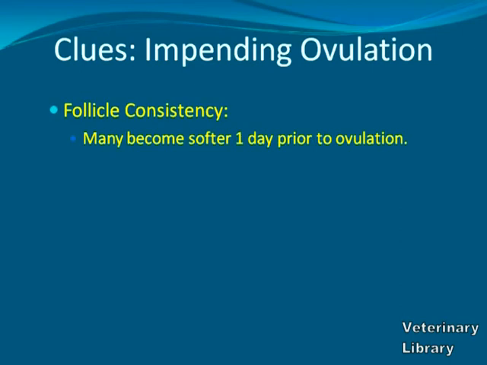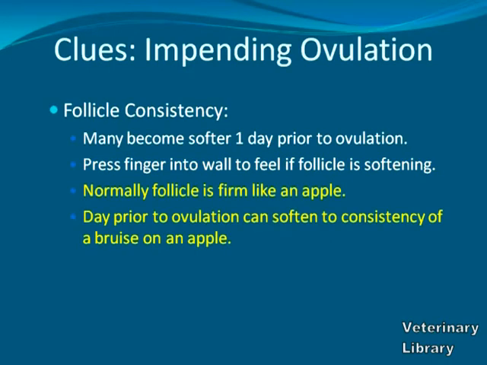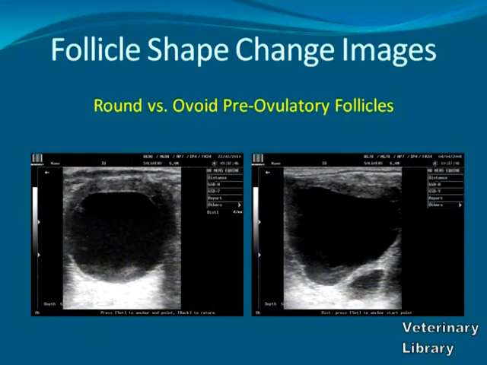A fourth clue is follicle consistency. Many follicles will become softer the day prior to ovulation. The follicle is often large enough to be easily felt just beneath the probe. By pressing a finger into the wall, you can feel if the follicle is softening. Normally, a follicle is firm like an apple, but the day prior to ovulation, the follicle can soften to the consistency of a bruise on an apple. A final clue is uterine edema, which, as previously discussed, decreases 1 to 2 days prior to ovulation.